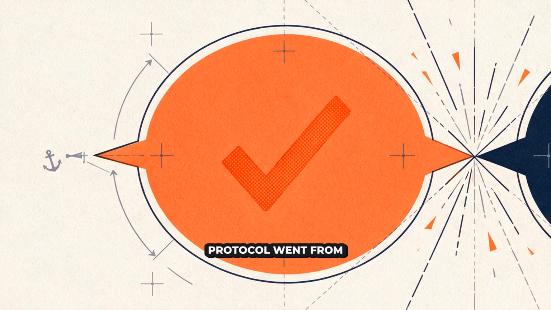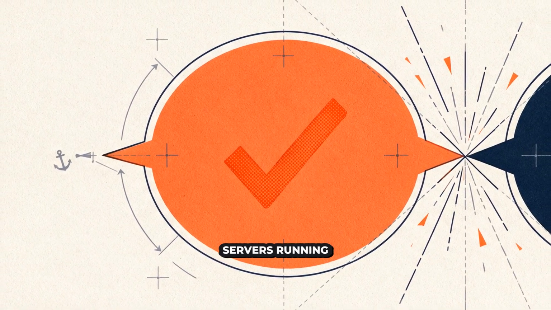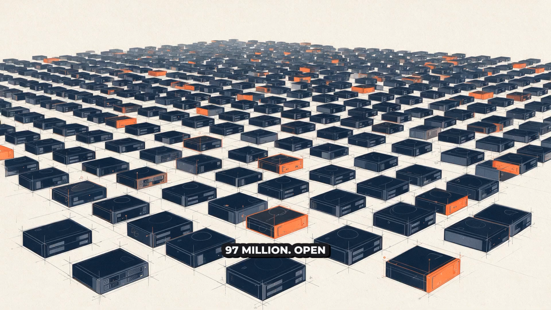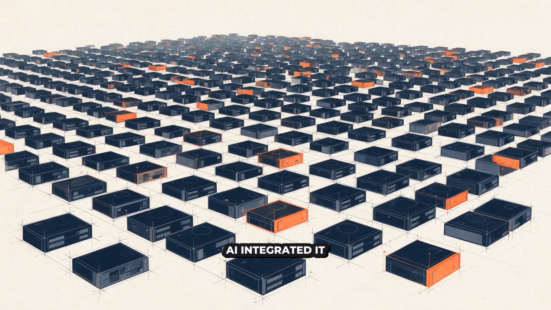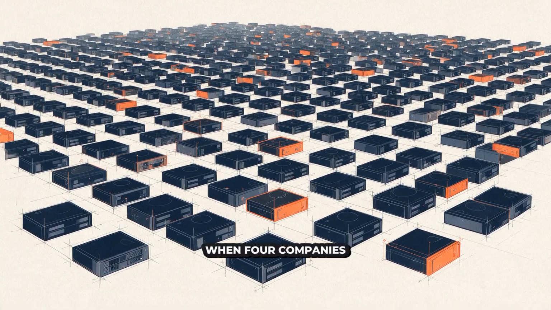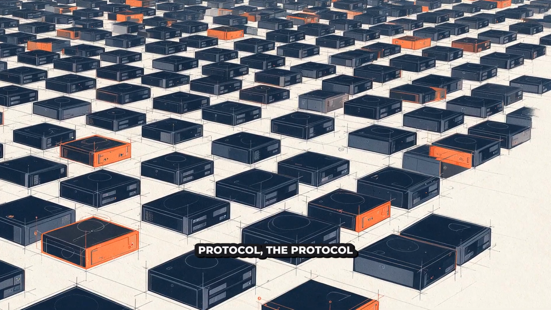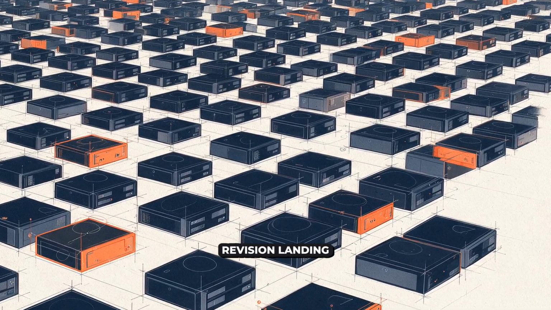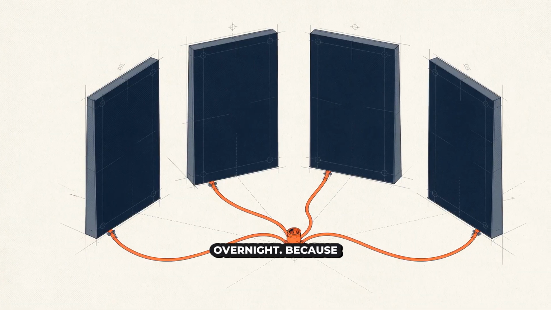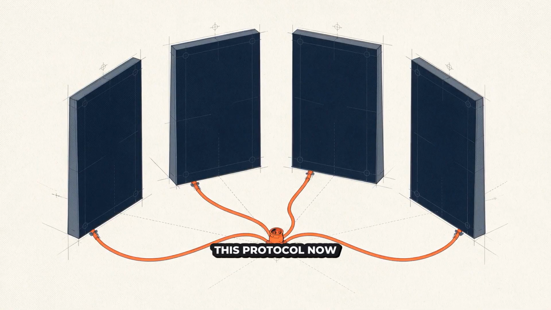Model Context Protocol went from a niche desktop idea to over 10,000 public servers running in production. Monthly SDK downloads passed 97 million. OpenAI integrated it. So did Google, Microsoft, and Amazon. When four companies that agree on nothing adopt one protocol, the protocol stops being a preference. So the revision landing July 28 matters. Not because your setup dies overnight. Because of what the changes quietly reveal about who this protocol now serves.